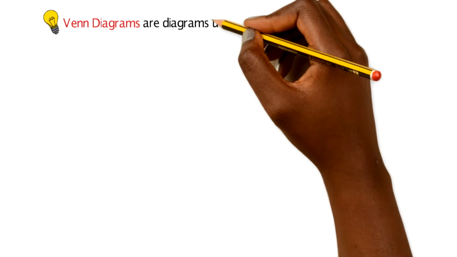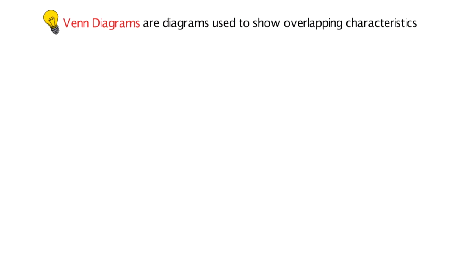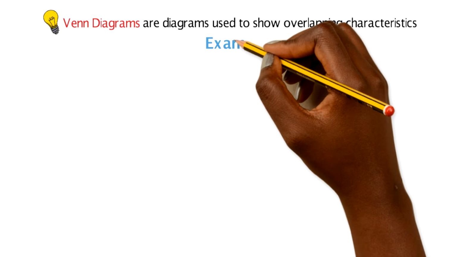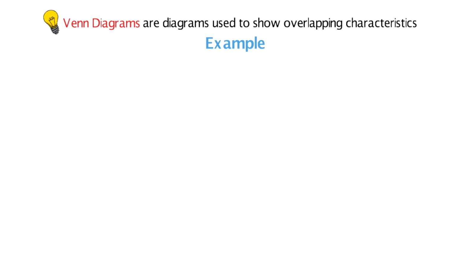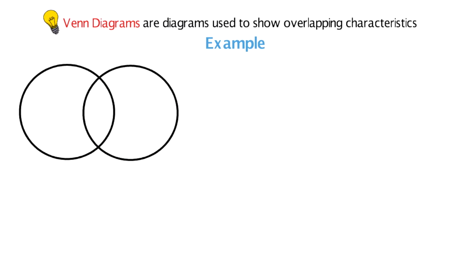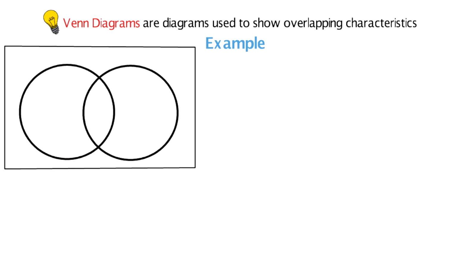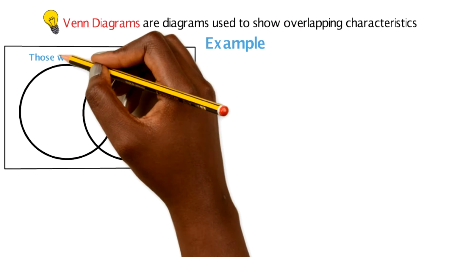Okay, so when it comes to Venn diagrams, I wonder if it's a person's name. I honestly don't know, you'd have to do your own research. But Venn diagrams are usually diagrams which are used to show overlapping characteristics. So an example of this: usually with Venn diagrams, it involves two circles that are overlapping each other, and there's usually a box around, and I'll explain why after.